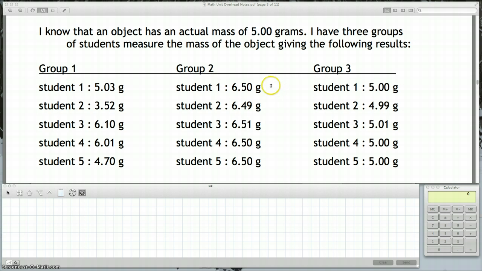If we notice group 2, well, they're not very close to the 5.00, but they're all really close to each other. And group 3, they're all really close to each other. They're also very close to the 5.00. So, how do we describe these 3 groups?